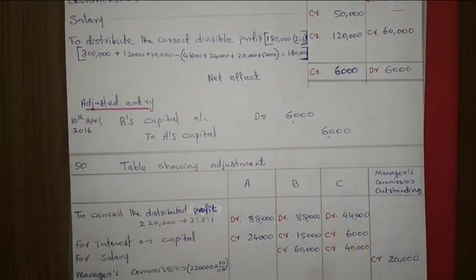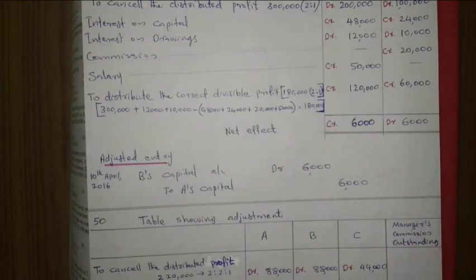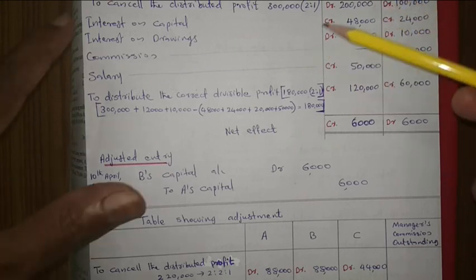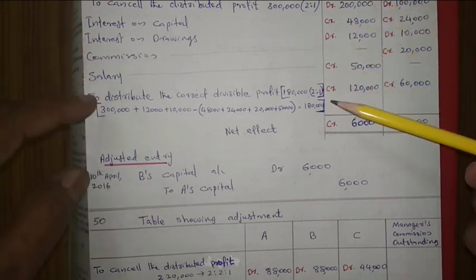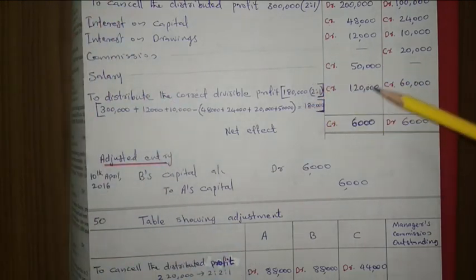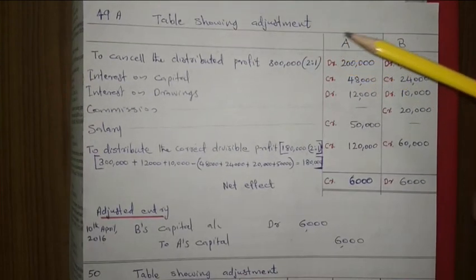The amount is 6,000. Remember, if a profit is given, we have to cancel it firstly. Then after making the missed items, lastly we have to find out the divisible profit. Divisible profit we have to credit, and to cancel the profit we have to debit their capital accounts.